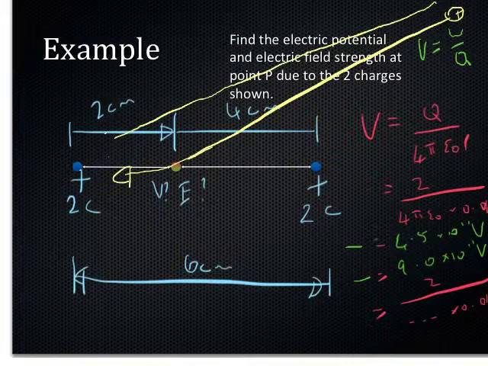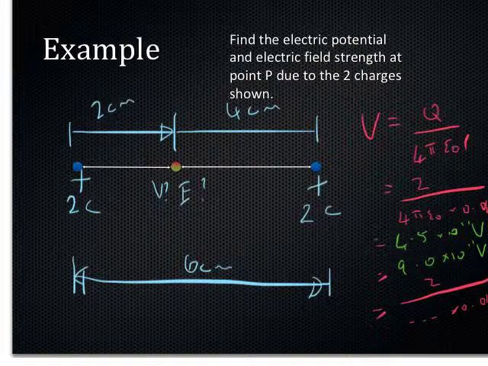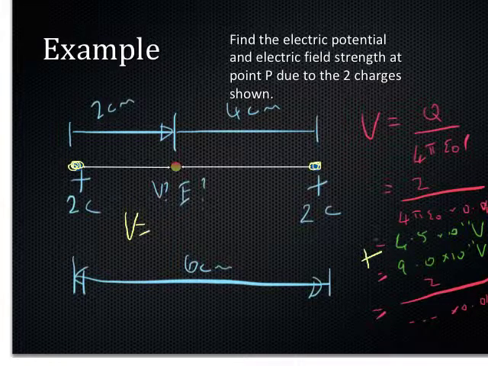Now, if you think about it, you're actually pushing against two of these charges, and so the voltage will increase because of that. So the total voltage at that point is the two of these added together. It's a very big voltage, mainly because it's a very big charge.